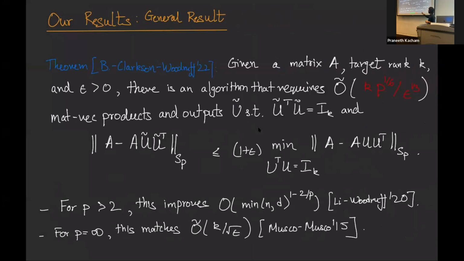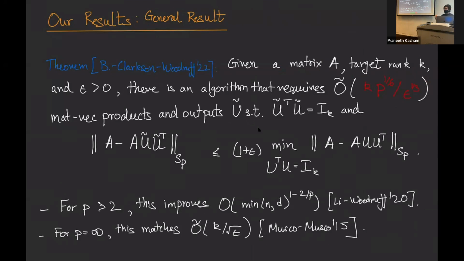For p larger than 2, this again improves on the one known result before, and this result actually requires a number of matrix vector products that depend on the dimension of the matrix, whereas our result is independent of n and d. So it really improves on this result. No, I mean the lower bound is the one that we've proved in this result.